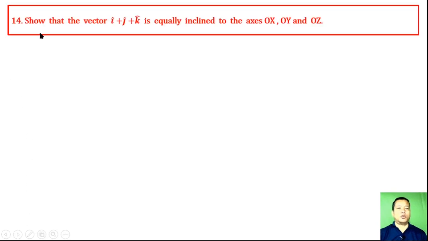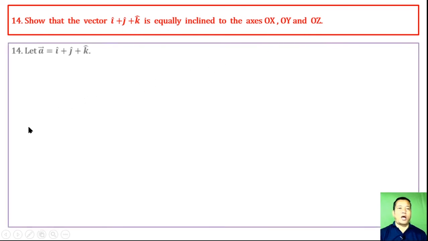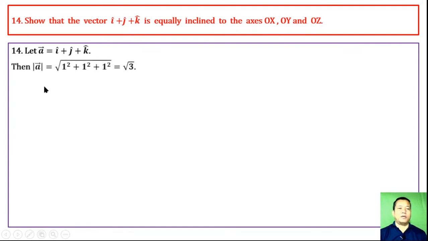Question number 14. Show that the vector i cap plus j cap plus k cap is equally inclined to the axes OX, OY, OZ. Let A denote i cap plus j cap plus k cap. Then its magnitude is root over 3.